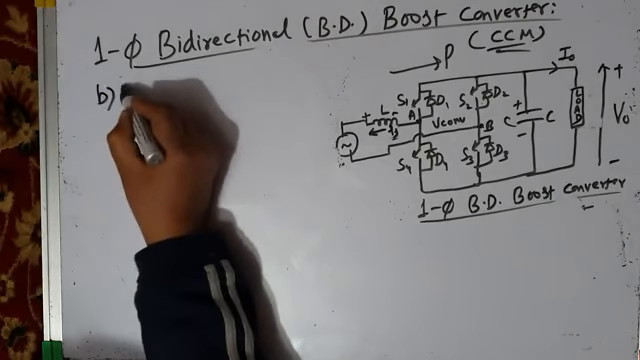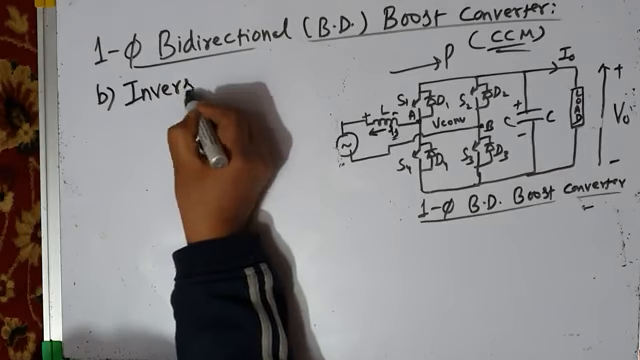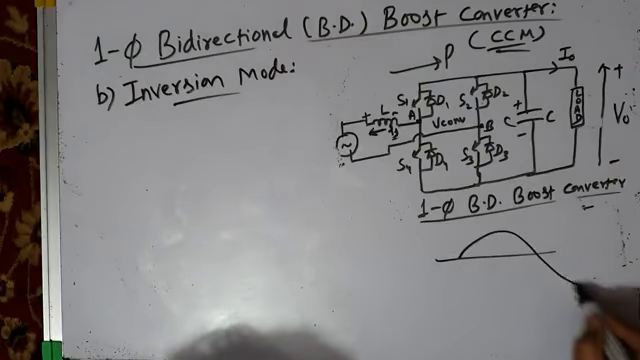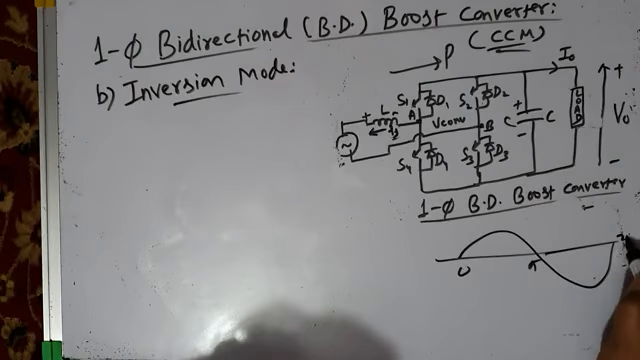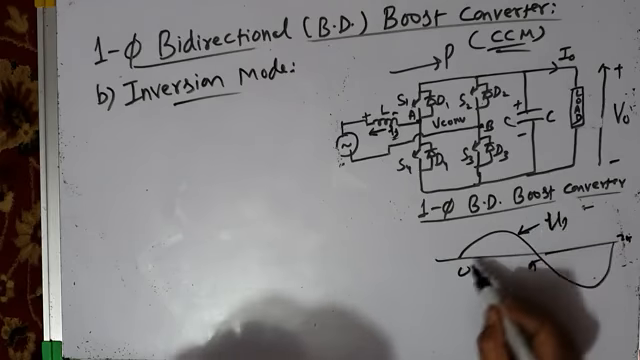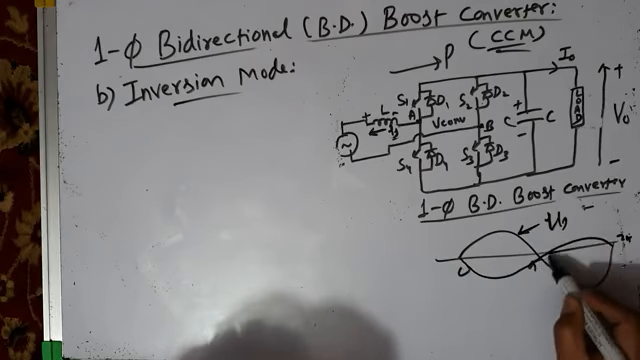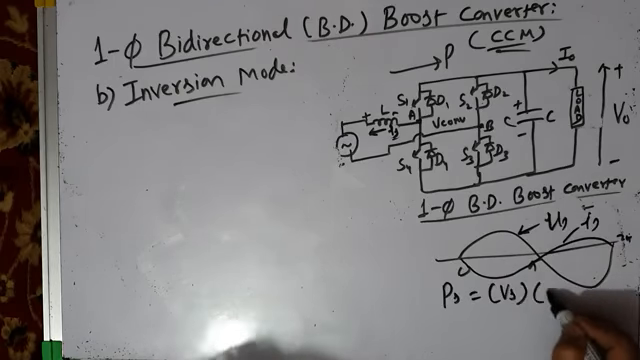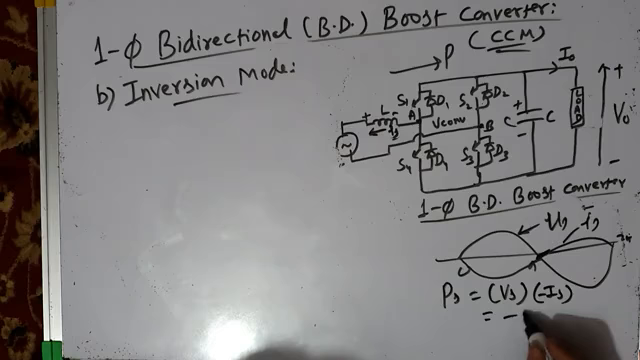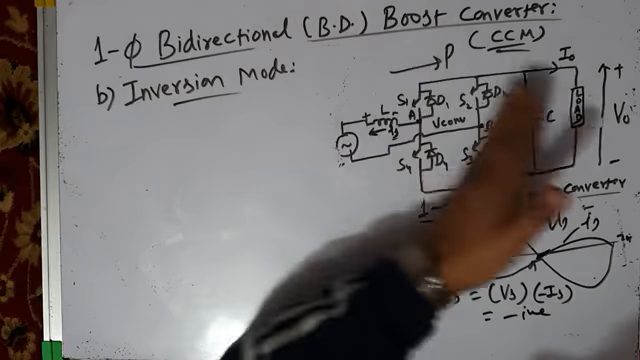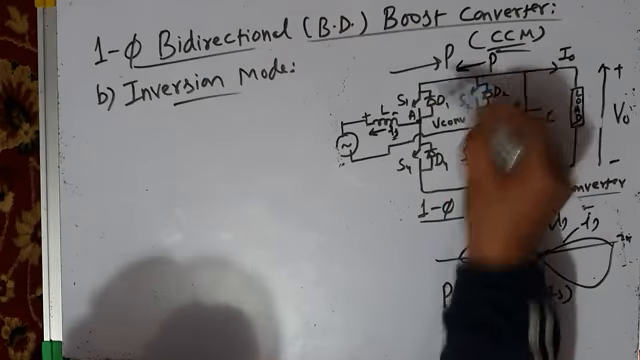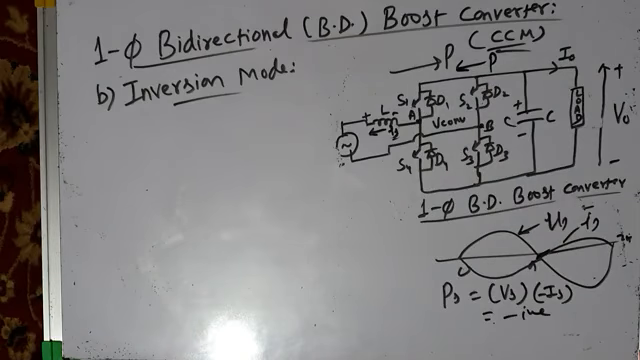Now, case B is inversion mode of operation. In inversion mode of operation, if this is your source voltage, for example, 0, pi, 2 pi, source current should be 180 degrees out of phase with source voltage, so that source power, which is the product of voltage and current, since voltage is positive, current is negative, so power is negative. Negative power means source is not delivering the power, it is receiving power. That means power is flowing in the reverse direction from load to source. How to achieve this? Let us see.